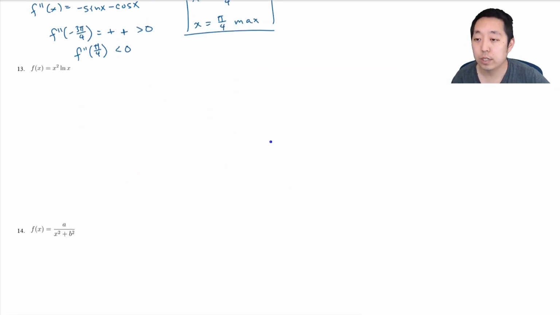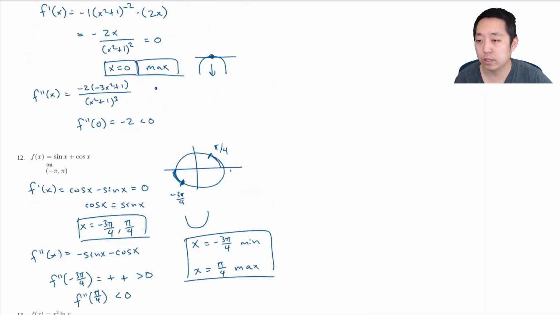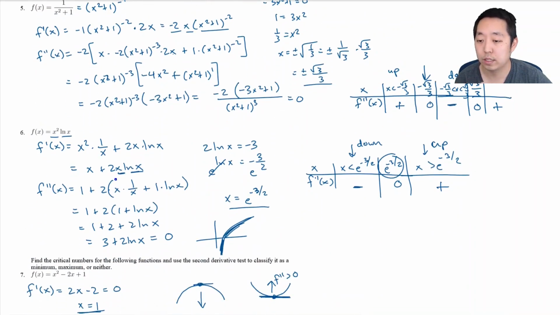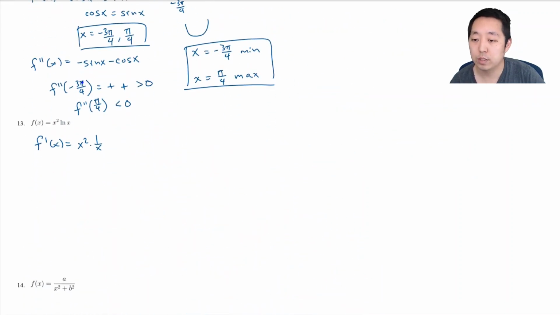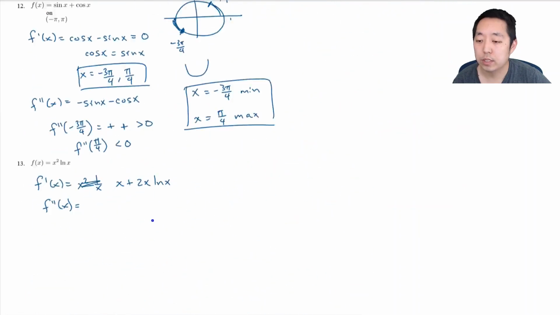And then we're doing a few more here. So f prime of x, product rule, is going to be x squared times 1 over x. Actually, to shorten these, because I don't want you guys to necessarily have to see me do it since you just saw me do it, or you can go back to these. The first derivative was x plus 2x ln x. First derivative was equal to x plus 2x ln of x. And the second derivative was equal to 3 plus 2 ln x.